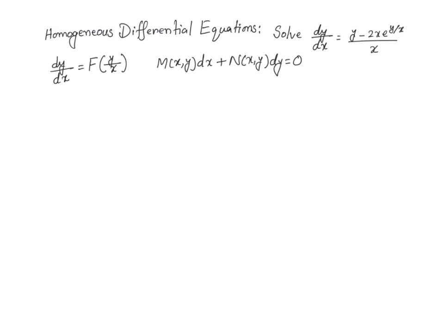In this video, I'm going to solve this first order homogeneous differential equation. The equation is dy over dx is equal to y minus 2x e to the power y over x, all of it divided by x.